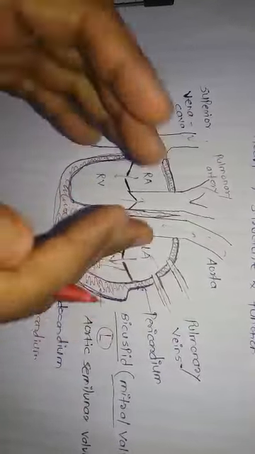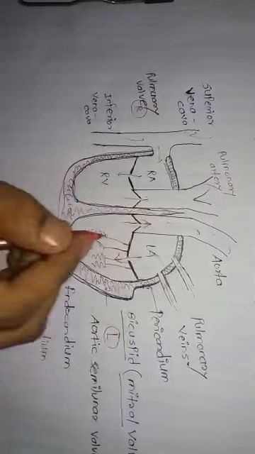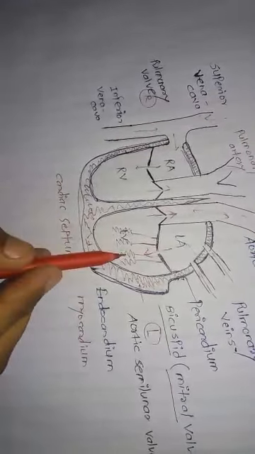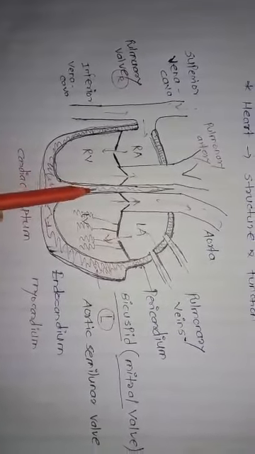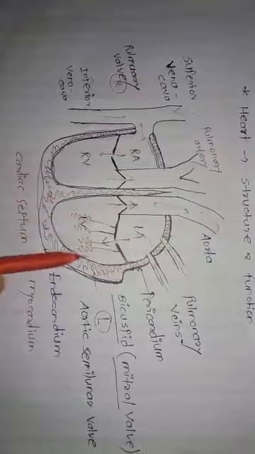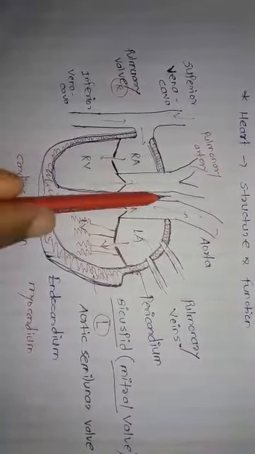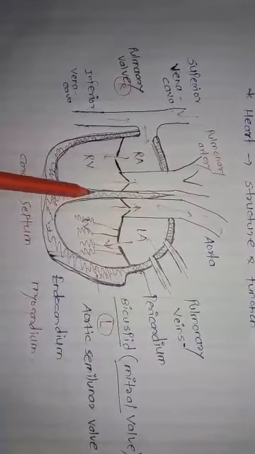The left and right parts of the heart are divided by the septum called the cardiac septum. In anatomy, septum means any part which divides two structures. So the left and right parts of the heart are divided by the cardiac septum. This middle portion is the cardiac septum.